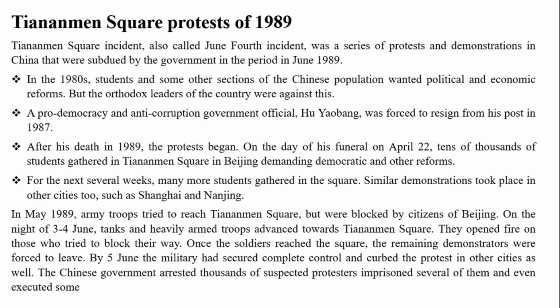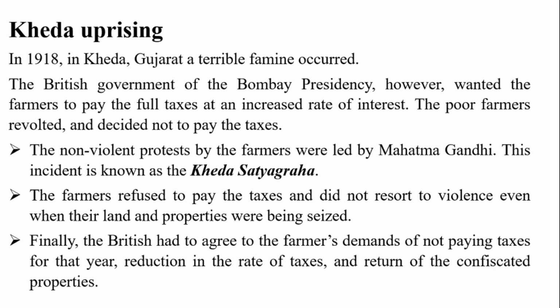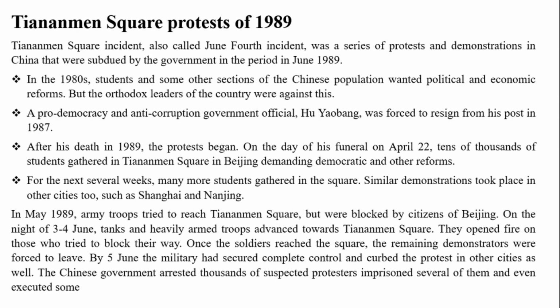So these are two examples of law and dissent. In the first example, the farmers' example of Kheda, you have seen how they were able to protest successfully under the law, whereas in the second example you can see how the dissent came to an end in China when the students started protesting for their rights, for the political and economic reforms they wanted. Both examples have key importance and stress the ideas of law and dissent.